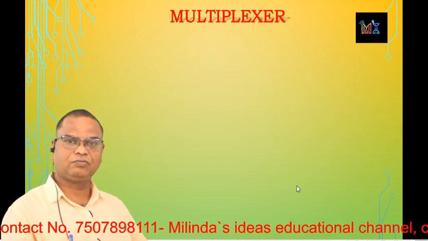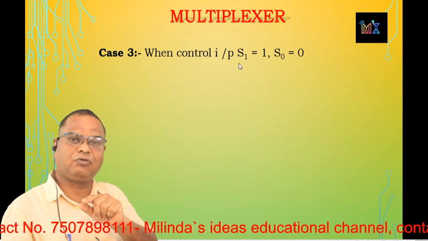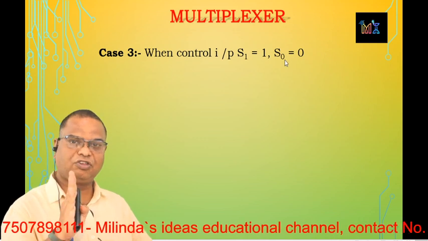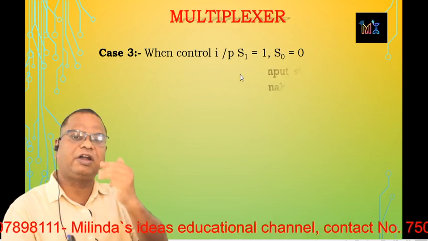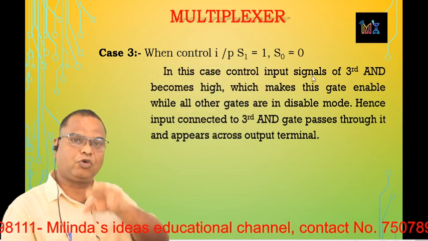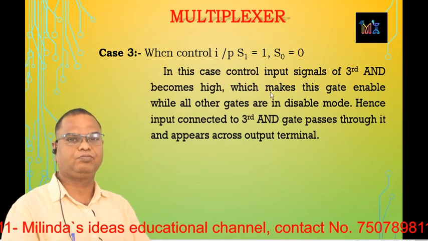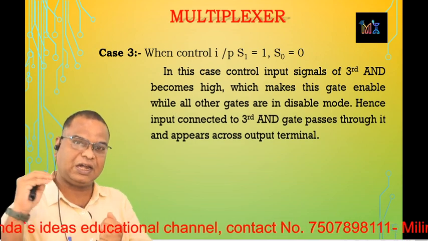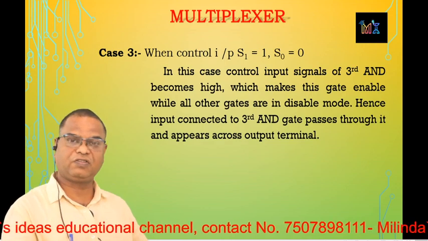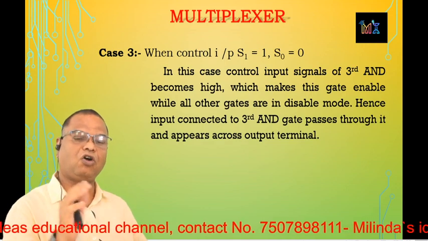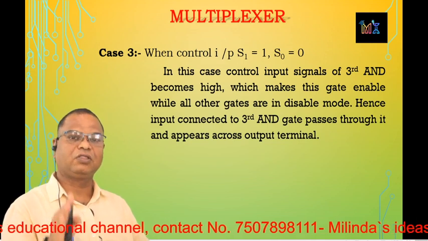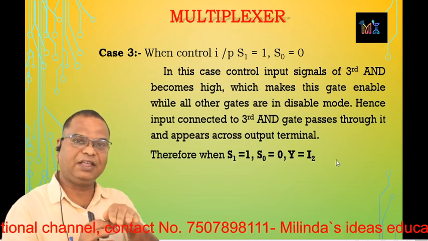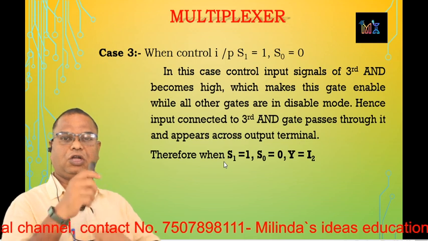Now the third case, when S1 is equal to 1, S0 is equal to 0. The third AND gate is in enable because the control input connected to this gate becomes high. So the third gate is in enable mode, and the data connected to this gate, that is I2, is now connected to the output terminal of the OR gate. So friends, in this case, when S1 is equal to 1, S0 is equal to 0, Y is equal to I2.